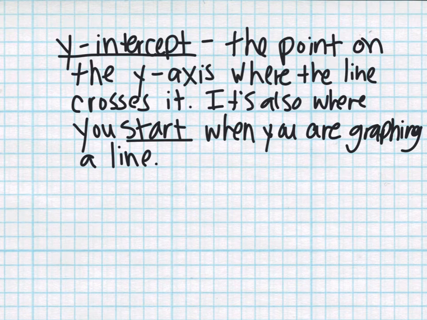Remember, as I'm going through this, please pause the video if I'm getting ahead of you. So y-intercept: the point on the y-axis where the line crosses it. It's got coordinates, and that's how we find it. It's also in our slope-intercept form.